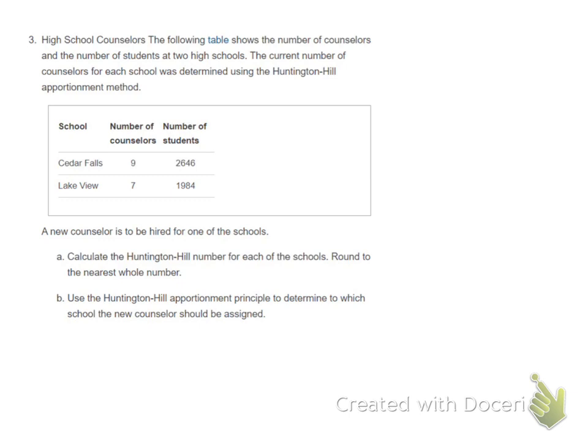Next, number 3. Number 3, high school counselors. The following table shows the number of counselors and the number of students at 2 high schools. The current number of counselors for each school was determined using the Huntington-Hill apportionment method. So we're going to calculate the Huntington-Hill number for each school. The way we do that is we do the population, or the number of students, squared, divided by the number of counselors times the number of counselors plus 1.